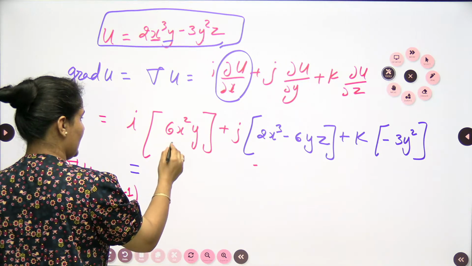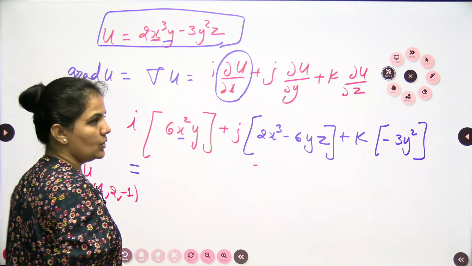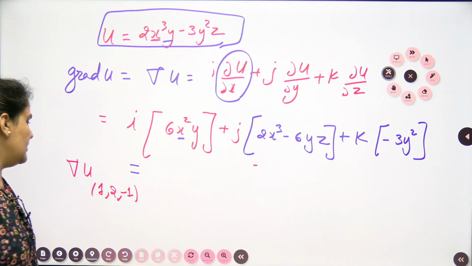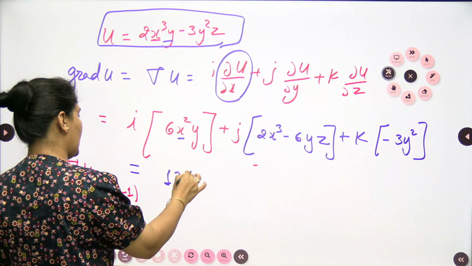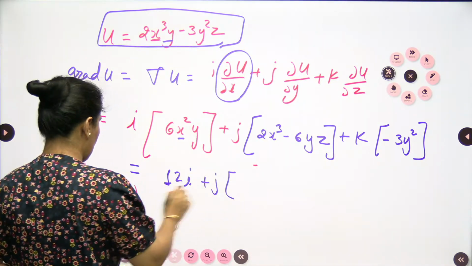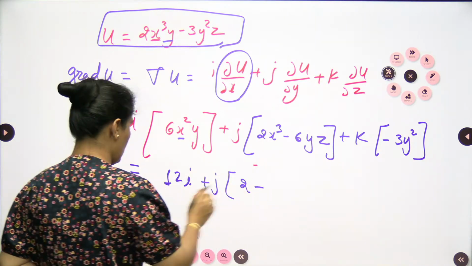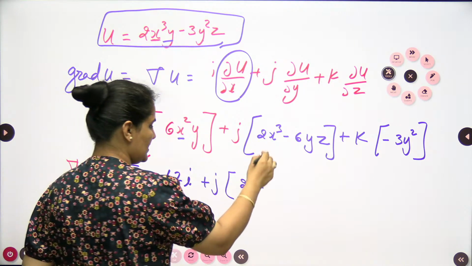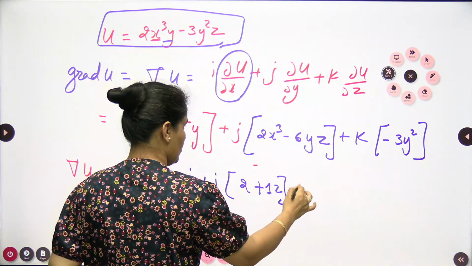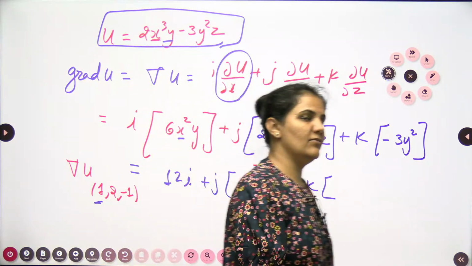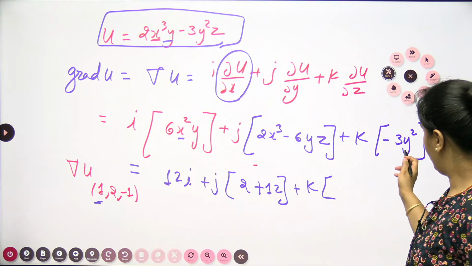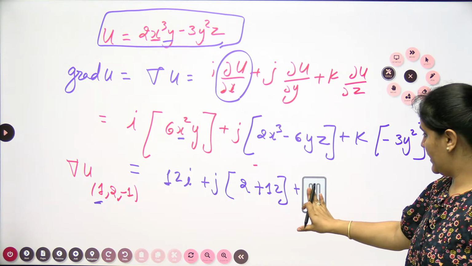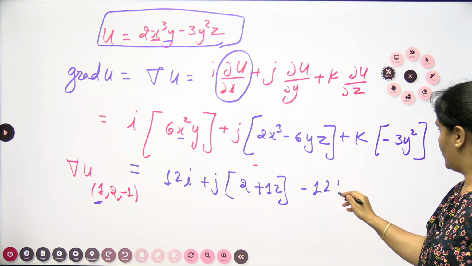So when I solve this, I can see 1, 2 and minus 1. This is 2 square, and 1 square is multiplied with 2... so 6 times 2 is 12i, plus j. As the value of x is 1, so this will be 2, minus... here we are having 2 and minus 1, so this will be minus times minus, plus 6 times 2 is 12, plus k. The value of y is 2 here, so this is already minus 3 times 4, so 3 times 4 is 12. So I can write this also as minus 12k.